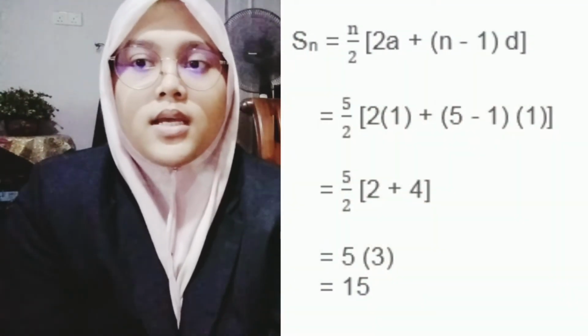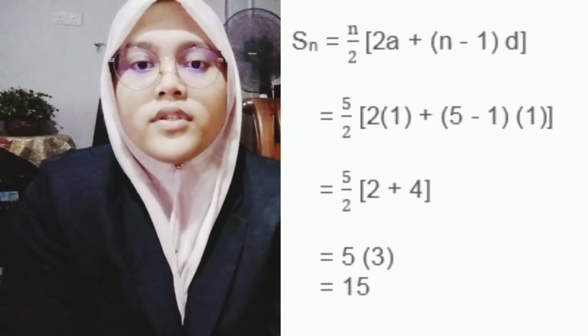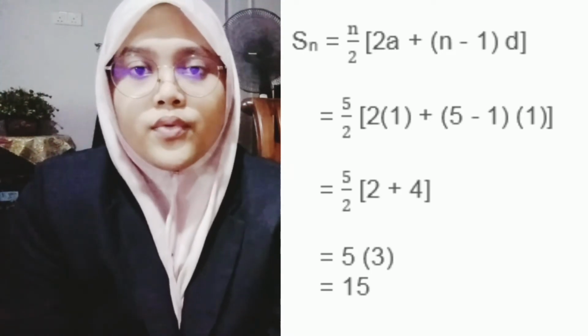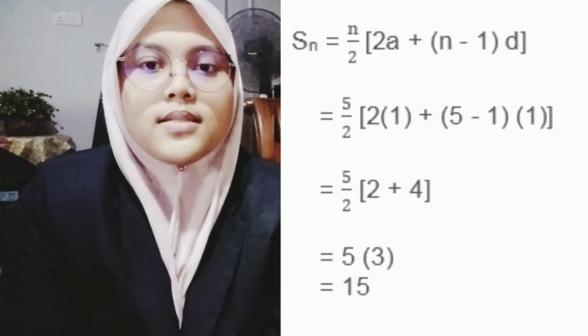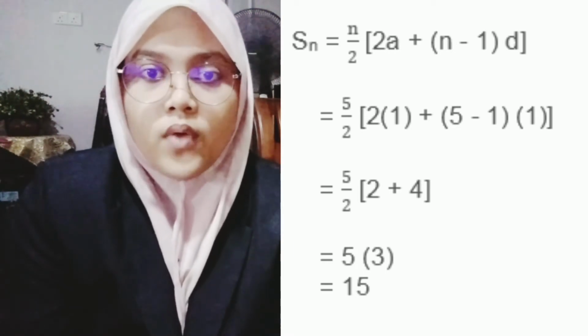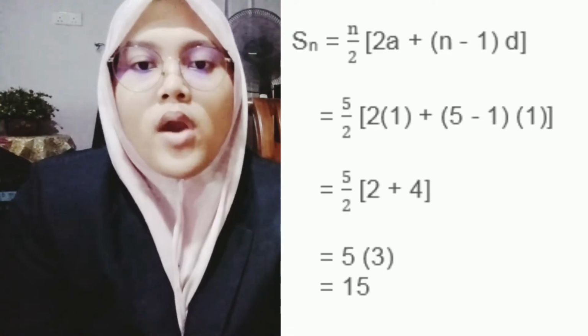We can see the example in this picture. We use the sum formula, for example, 5 over 2 multiplied by 2a, where a is 1, plus n minus 1, which is 5 minus 1, multiplied by d, where d is 1. You get 5 over 2 multiplied by 2 plus 4, and the answer is 5 multiplied by 3, which is 15. The final answer is 15.